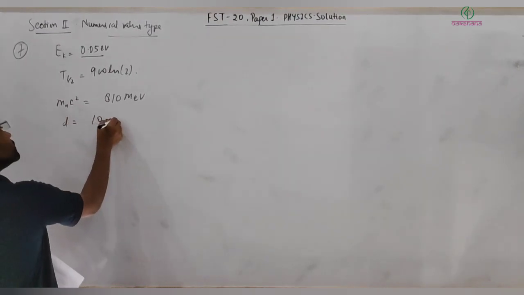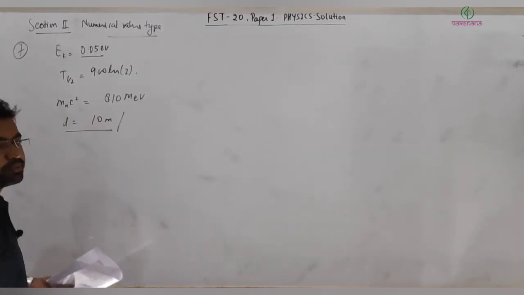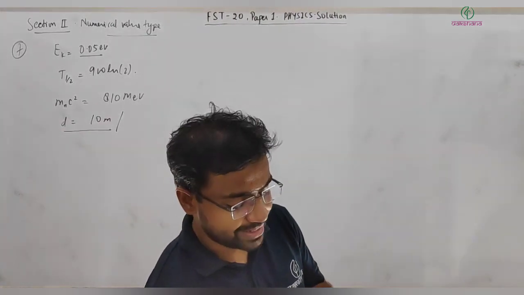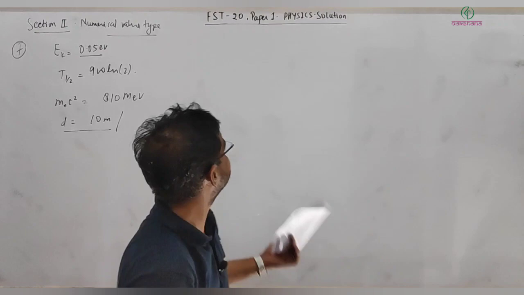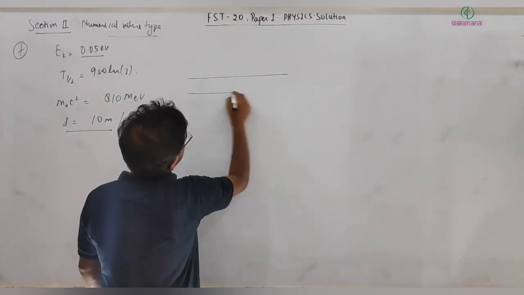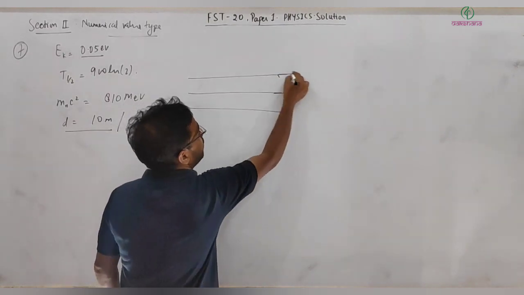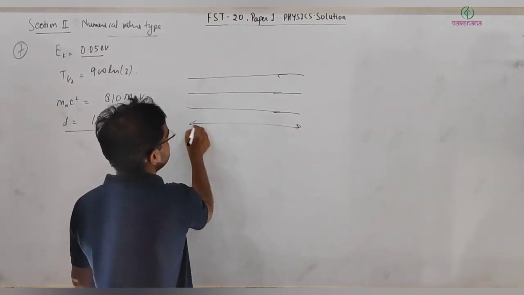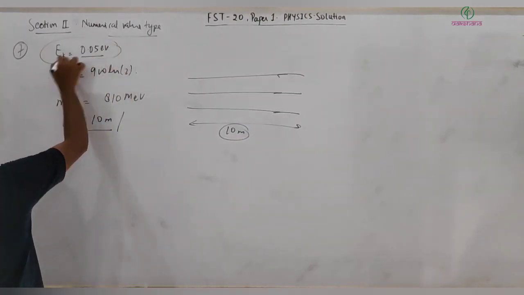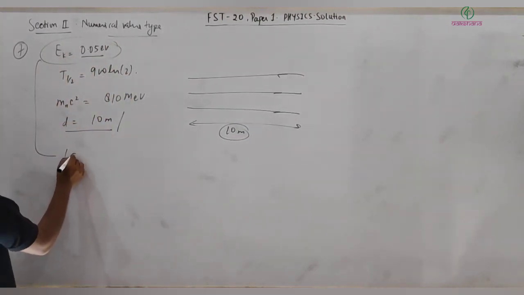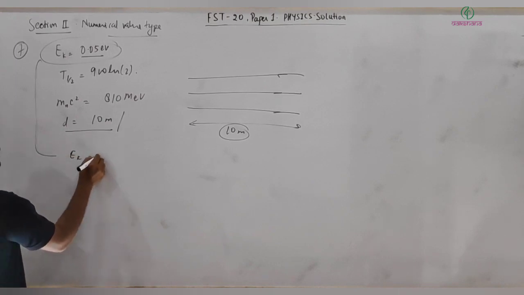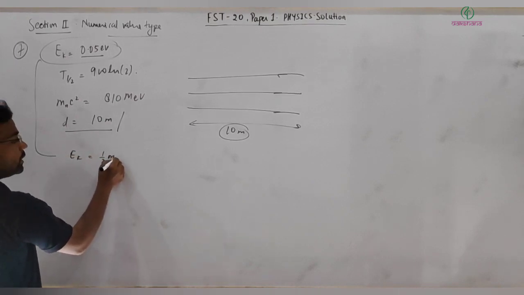Beam travels a distance of 10 meters. By this time, what fraction of neutrons will decay? That is the problem asked. So basically this is a beam traveling, and the distance traveled is given as 10 meters. Its kinetic energy is given, and the kinetic energy can be written as EK equal to half the mass of neutron times V square.